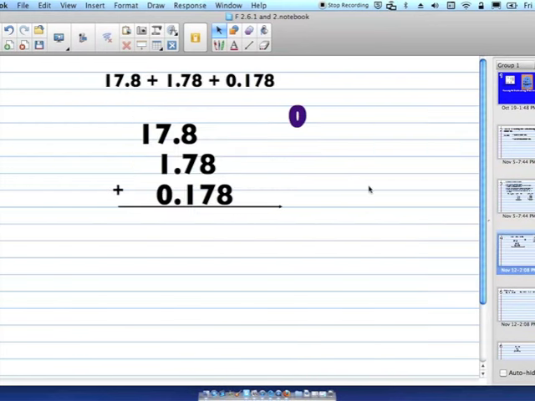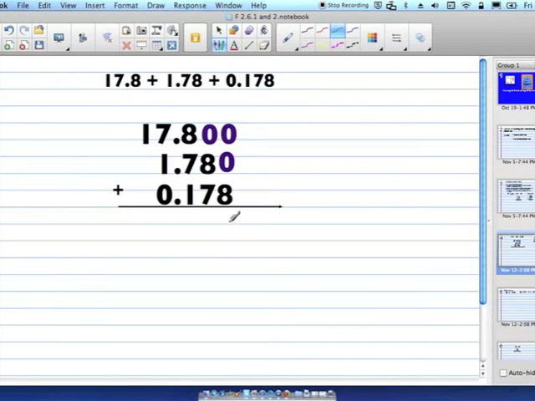So for example, we have 17 and 8 tenths plus 1 and 78 hundredths plus 0 and 178 thousandths. So the first thing I've done is write the problems vertically. Next, I want to add in zeros to make the place values equal. So I want to start at the smallest place value, which happens to be the thousandths, and I get a value of 8. And 8 plus 7 is 15. Carry the 1. 9, 10, 17. Add that decimal point.